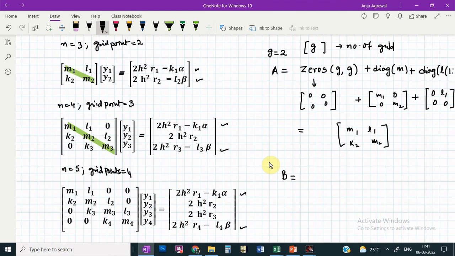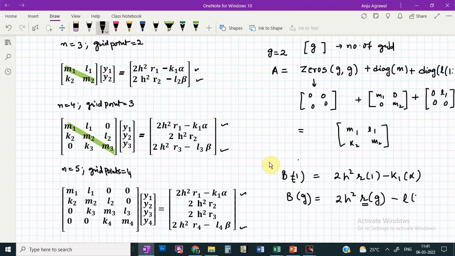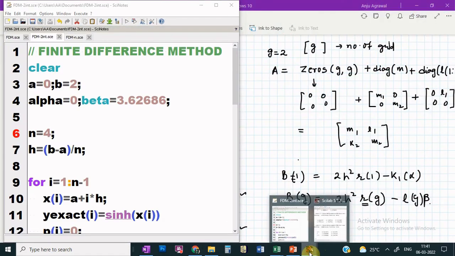So in order to do this, we'll create the first element of the vector B from here, and it will be 2h square r1 minus k1 times alpha, and the last element of the vector B will be b g. It will be 2h square times the last element of the r vector minus the last element of the l vector times beta. So making use of this in the program, we'll try to write down the general program and we'll see whether it works or not. So let us come to the program now.